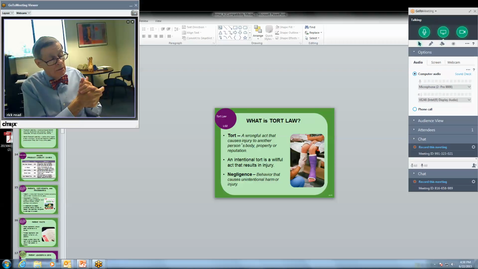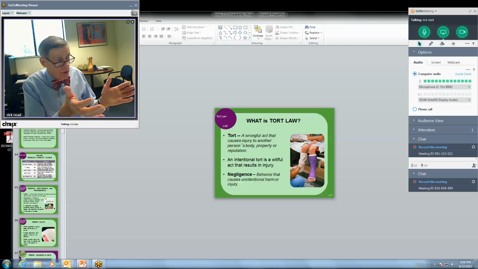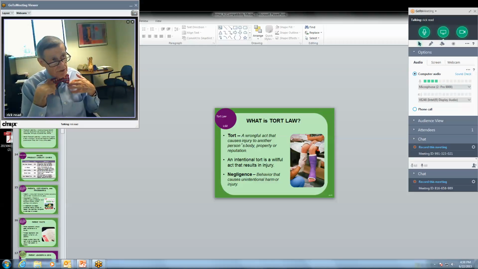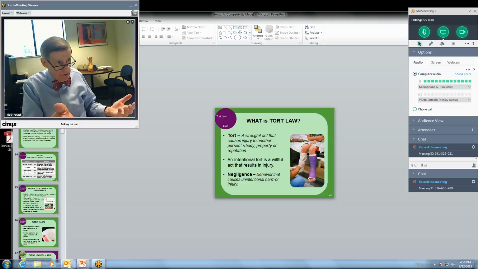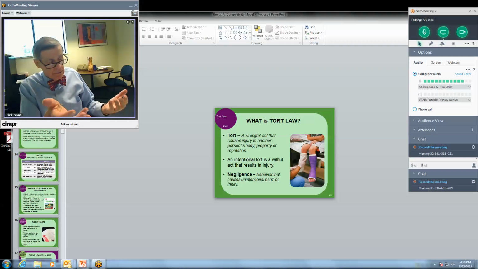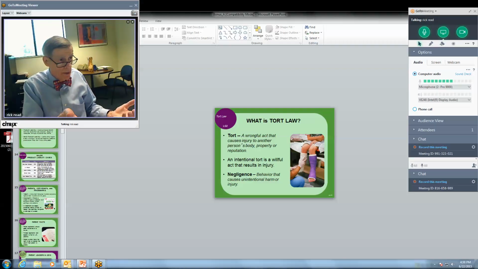And then negligence is exactly what it sounds like. It says, because I did not pay enough attention to what I was doing, I caused harm. That harm is usually unintentional. I didn't intentionally go out of my way to harm someone, but because of my negligence, I did. And therefore, I can be held liable for that.